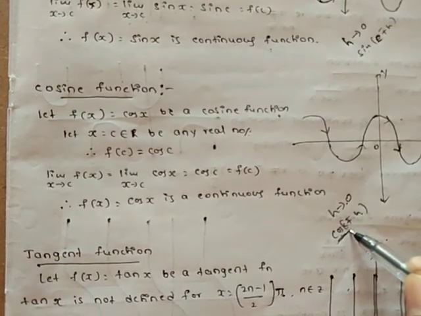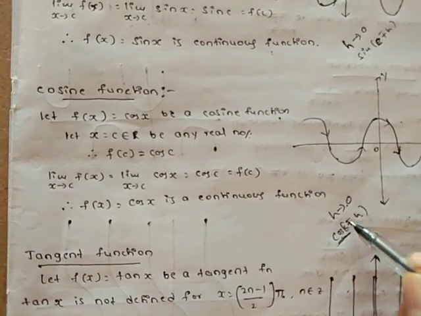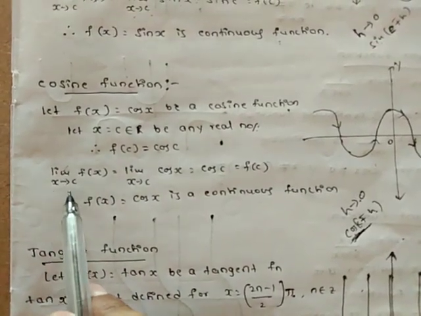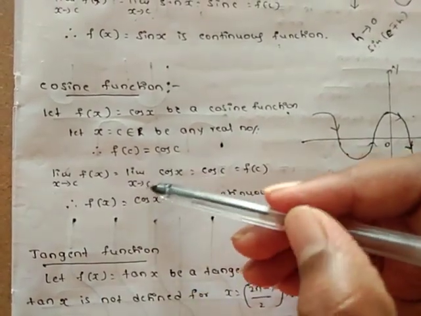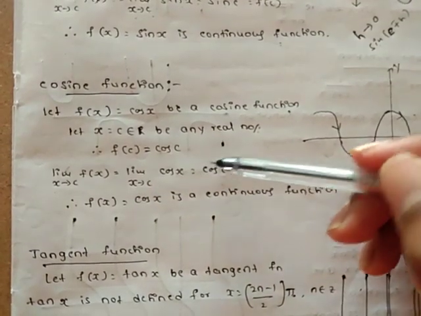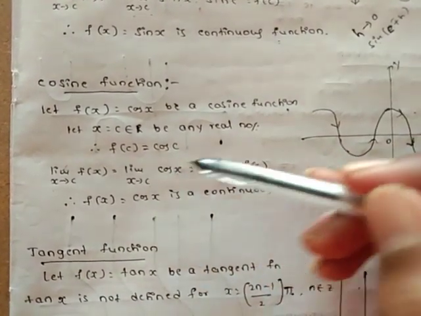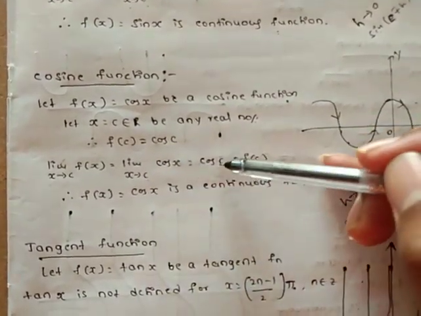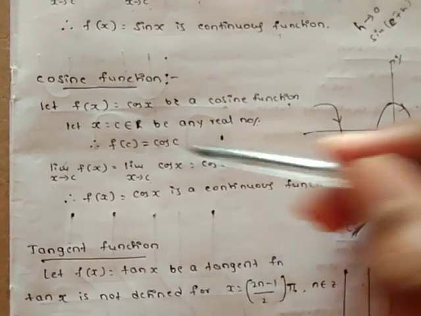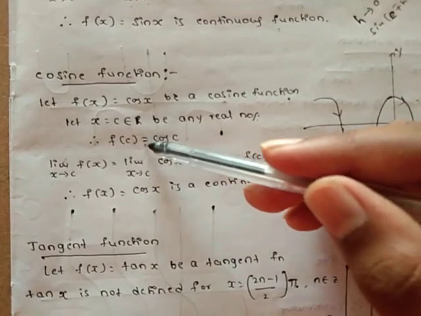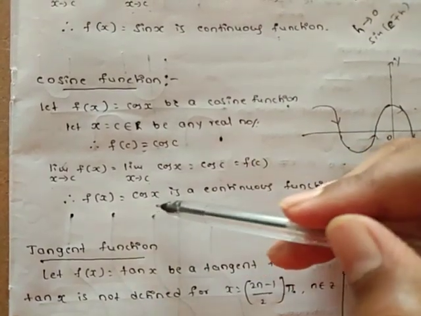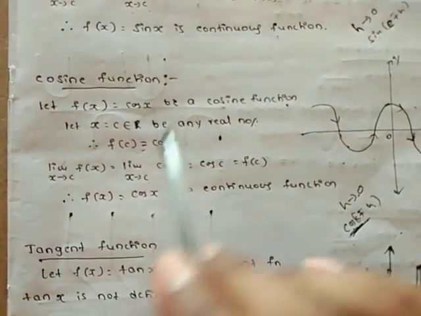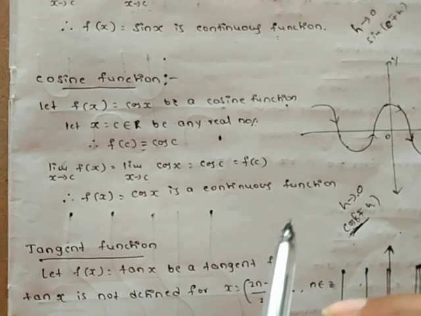In LHL as well as RHL, cos of c plus or minus h is going to be cos c only. So we have mentioned that limit x tends to c of f of x is equal to limit x tends to c of cos x. Instead of x we substitute the value of c, so the whole thing is cos c. So cos c is equal to f of c. We have found that LHL and RHL are equal to f of c. Therefore, the cos function f of x is equal to cos x is a continuous function. We have found that the sine function is a continuous function, as well as the cos function is a continuous function.